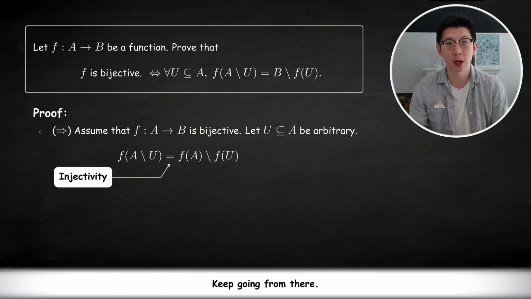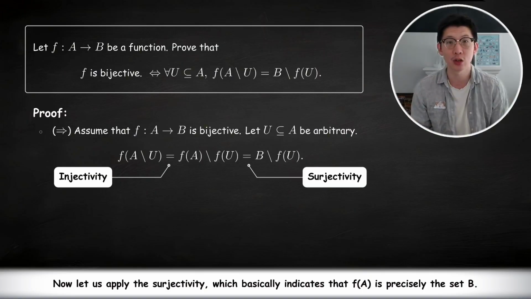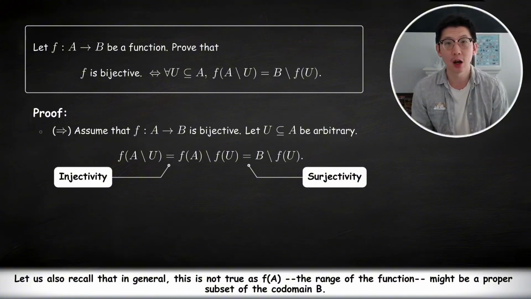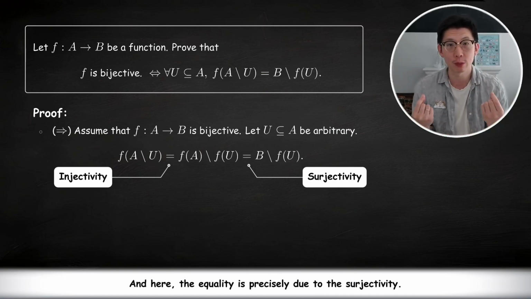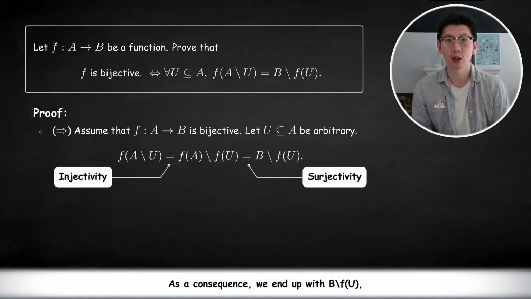Keep going from there. Now, let us apply the surjectivity, which basically indicates that f(A) is precisely the set B. Let us also recall that in general, this is not true, as f(A), the range of the function, might be a proper subset of the codomain B. And here, the equality is precisely due to the surjectivity. As a consequence, we end up with B \ f(U), which is precisely the desired identity.